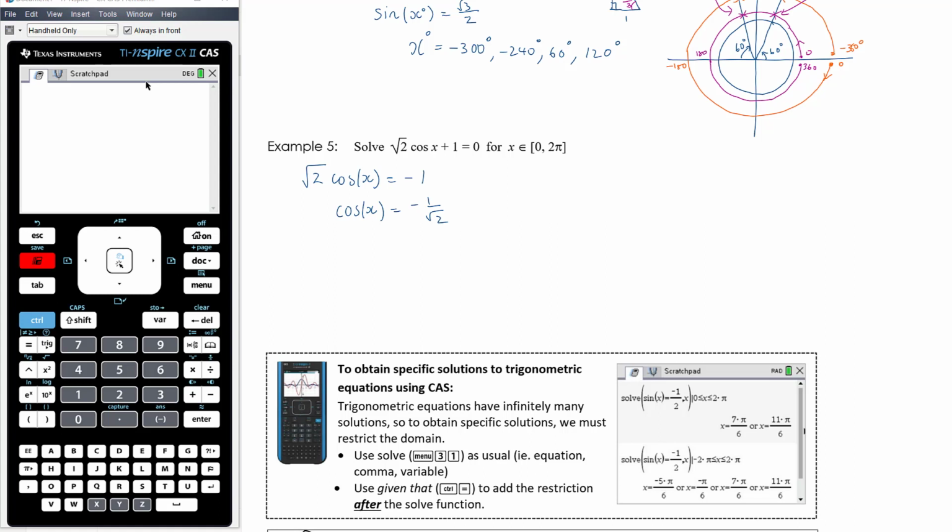Okay, again, 1 on root 2 has to be to do with pi on 4 because it has to come out of this triangle here, and it's only about pi on 4. So cos of pi on 4 is 1 on root 2. So my reference angle, basic angle, is pi on 4.